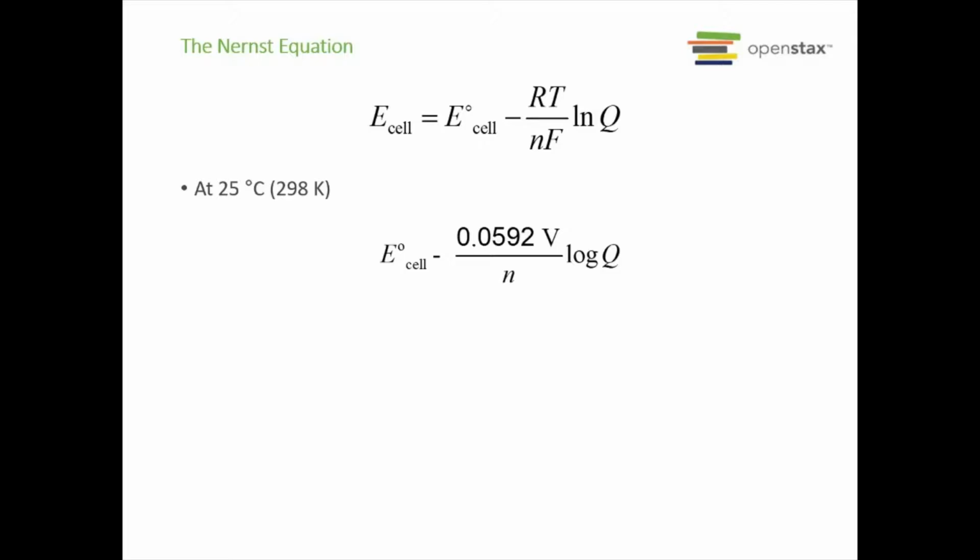So this tells us that the potential for a cell is equal to the standard potential minus RT over nF times the natural log of Q. Q's back! So we saw K, and now of course we have Q. So if we're at 25 degrees Celsius at 298 K, we can change that RT over F into a nice number of 0.0592 volts.